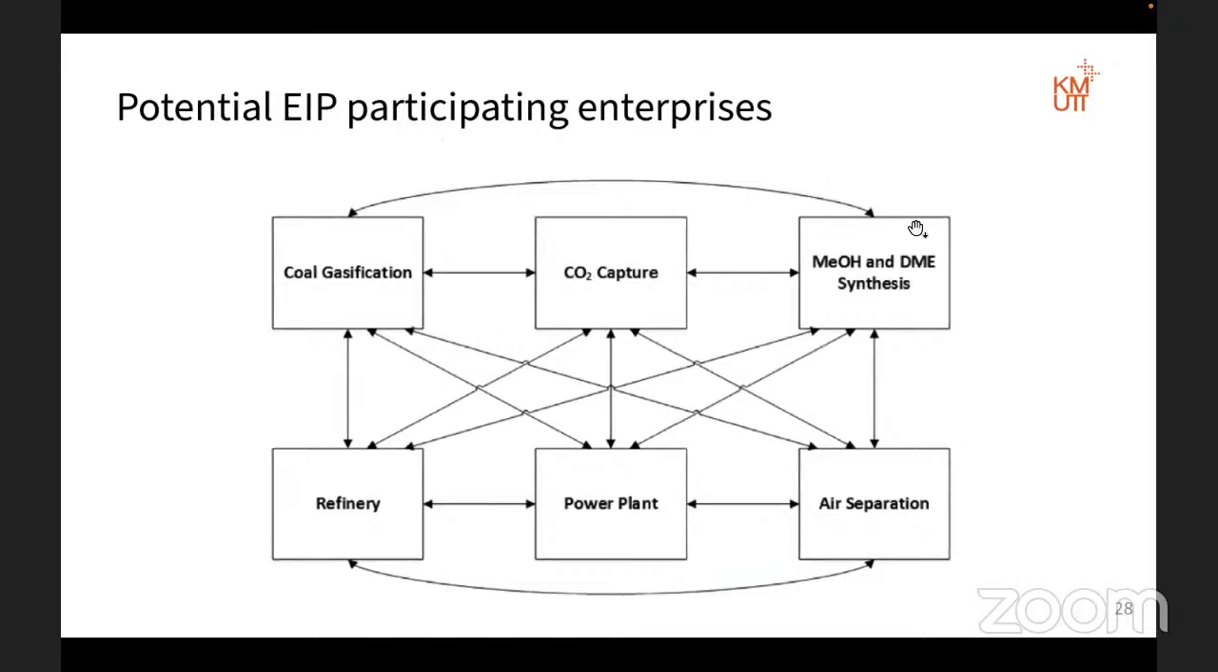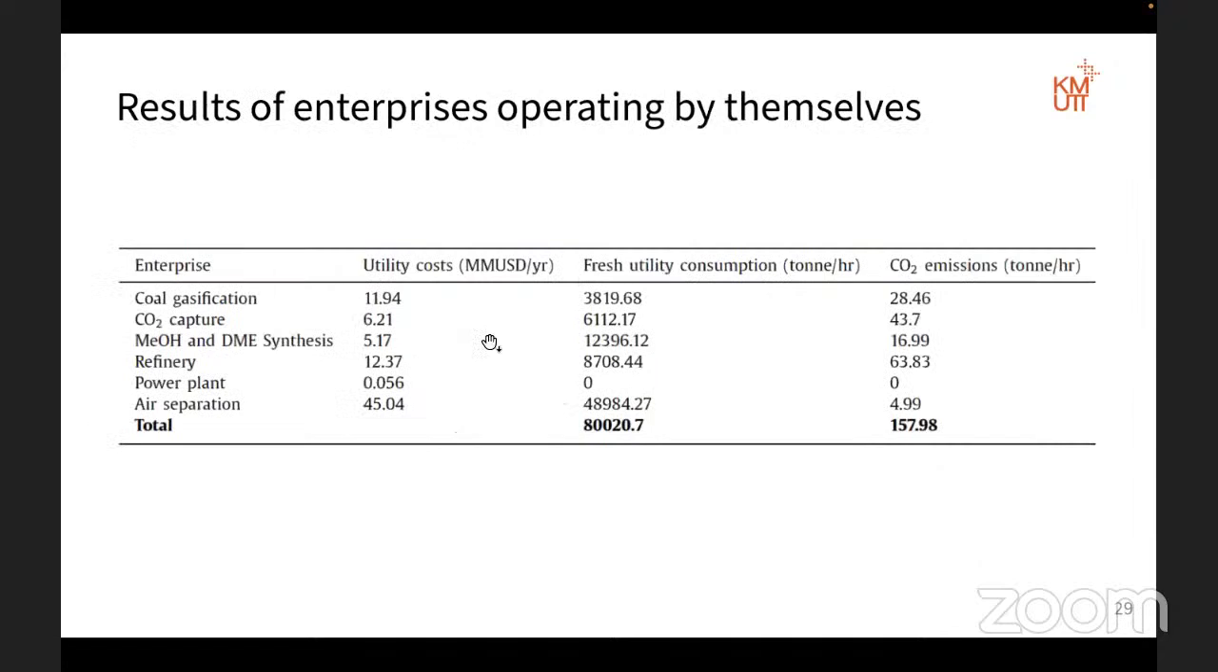So we set this CoGAS as carbon dioxide, MEOH and DME synthesis, the refinery, power plant and air separation. All of this is the process of the enterprise. So the result is that the enterprises operate by themselves. You can see the total here.